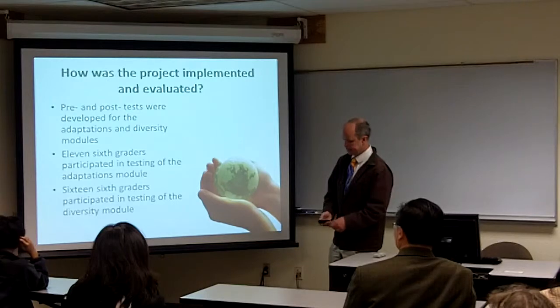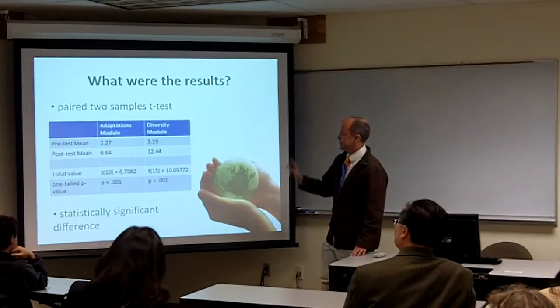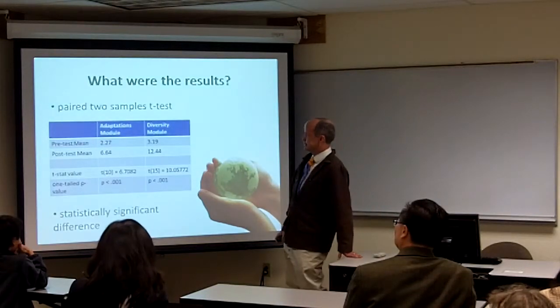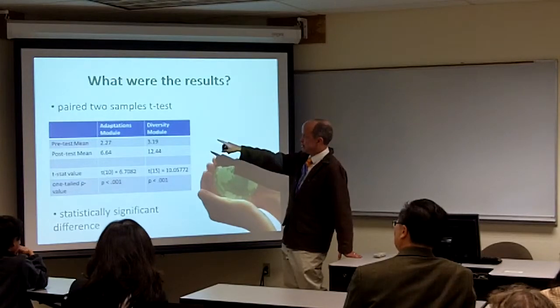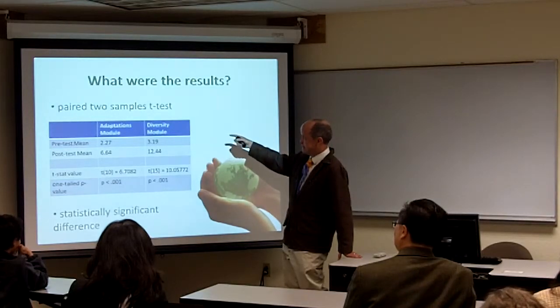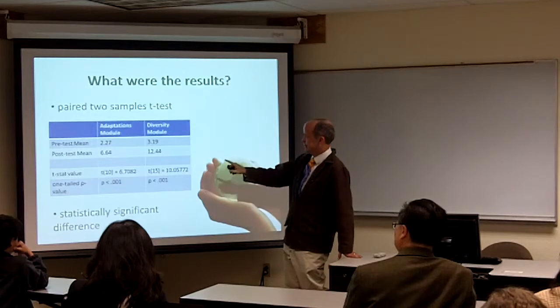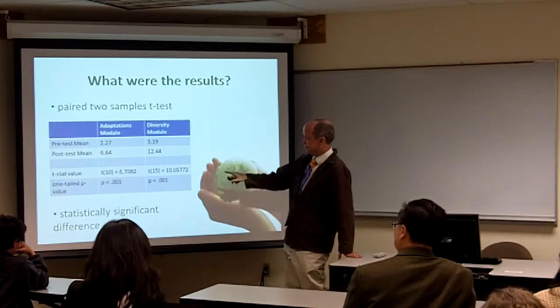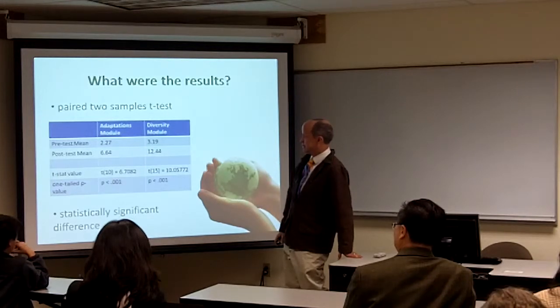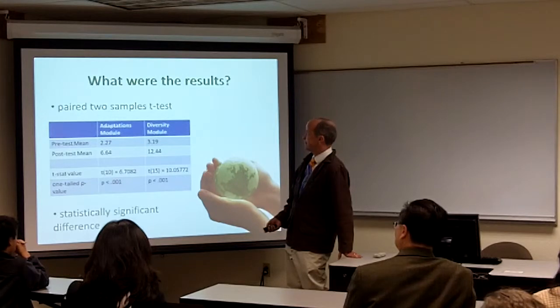And in terms of results, I conducted a paired two-samples t-test. For the adaptations module and the diversity module, the means increased from pre-test to post-test. And when I conducted the t-test, I got the t-values, and the one-tailed p-values were both less than 0.001. So I found that statistically there was a significant difference in the performance of students with both those modules.